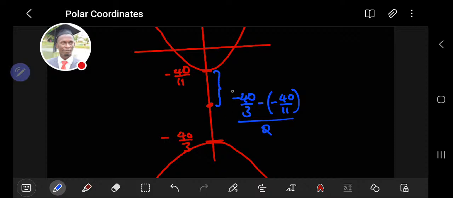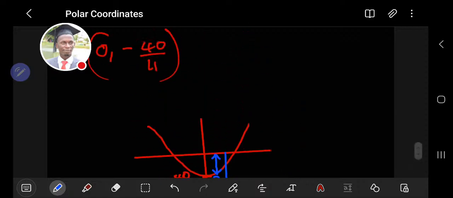So once you have the distance from here, add it to the 40 over 11, so that it gives you exactly how far down you have to go to reach the center. So I hope you're seeing how I'm getting where that center is. So once you get the center, that's literally what they wanted you to do in the second part.